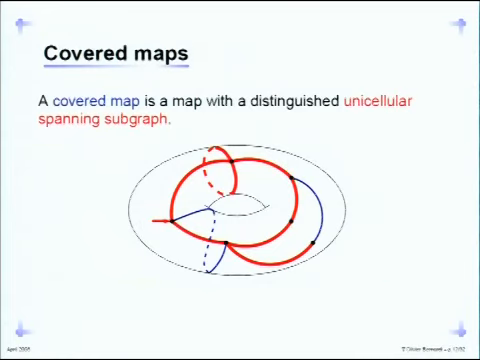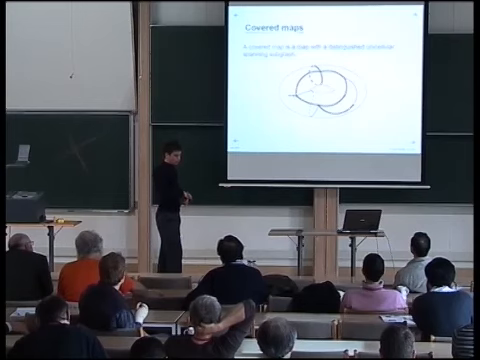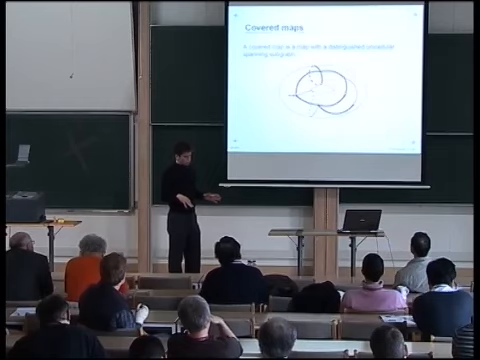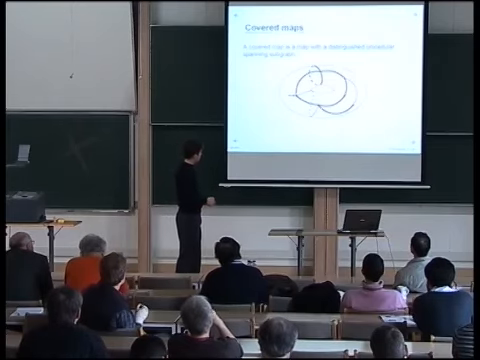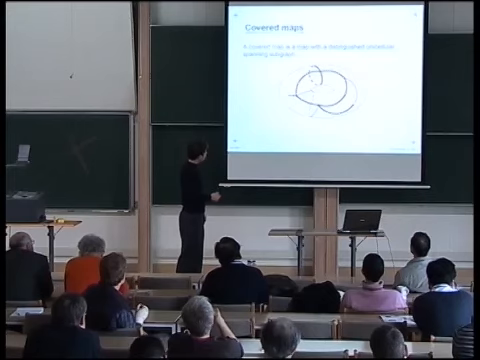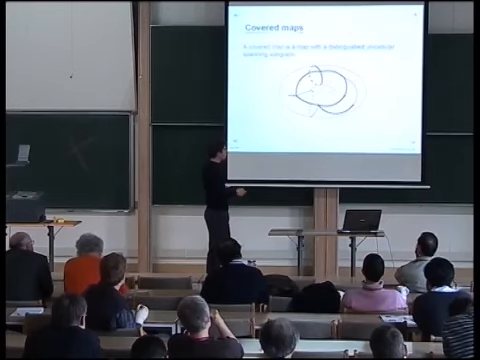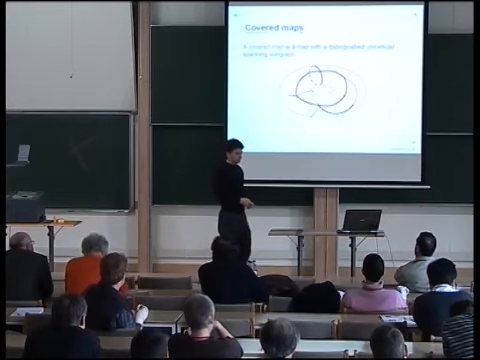Okay, now comes the definition. A covered map is a map with a distinguished unicellular spanning subgraph. So I have my map, and I have a spanning subgraph, which means I have a set of edges that connect all my vertices, and I ask it to be unicellular. So if I forget about the blue edges, I have a unicellular map.